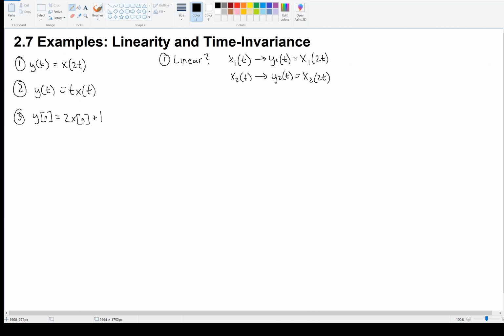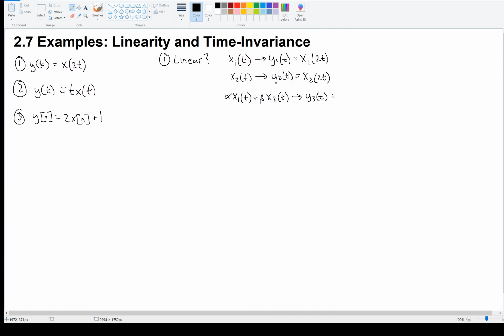Okay, now I make the following experiment. I put in a mixture. So we'll use alpha. So I put in a scaling constant of the first input plus beta, a scaling constant of the second input. So I put a mixture or a linear combination of those two input signals. And I want to know, what do I get out? So we'll call that y3 of t. Okay, what do I get out?